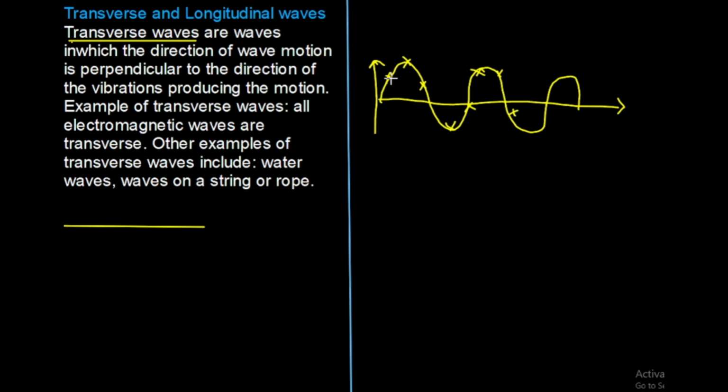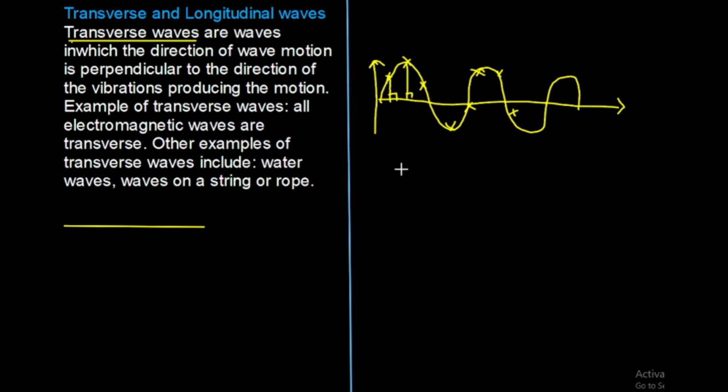Now here you notice that the particle here, this is where we have the particle initially, this point here. You notice that the particle and the direction, they are perpendicular. We can draw straight lines here. You see that they are perpendicular. They are at 90 degrees to each other. The same case here. Okay, the direction of wave motion, perpendicular to the vibrations of the particles, perpendicular to the direction of the vibrations producing the motion, or perpendicular to the vibrating particles. Okay, so this is how we illustrate transverse waves.